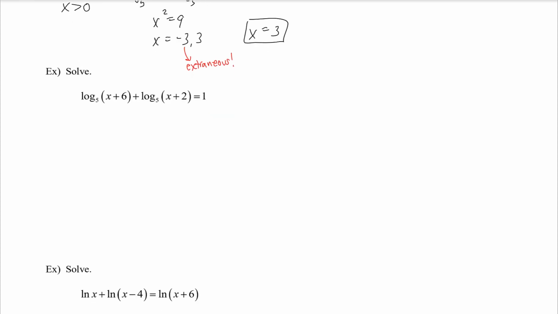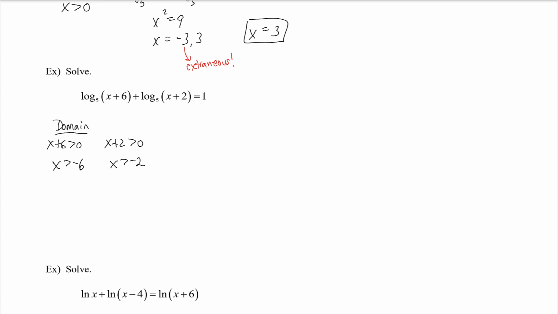Let's try another one here. So I've got log base 5 of x plus 6 plus log base 5 of x plus 2 equals 1. Notice they're both log base 5, and I'm adding them together. And earlier, we saw that two logs with the same base being added together, you can combine those. Oh, once again, I forgot the domain. So x plus 6 has to be positive, so x has to be bigger than -6. But x plus 2 has to also be positive, so x has to be bigger than -2.